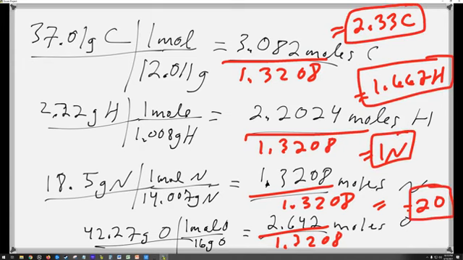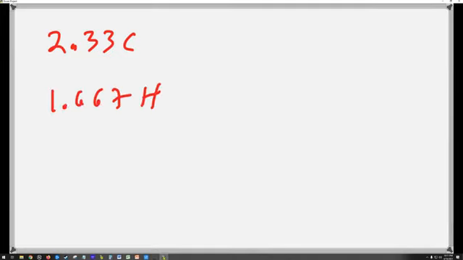So what I'm going to do is clean the screen, but we're going to keep the numbers that I just grabbed, okay? And then we're going to determine what the formula is. Okay, so I'm going to rewrite what we just had. 2.33 atoms of carbon, 1.667 atoms of hydrogen, 1 atom of nitrogen, and 2 atoms of oxygen. Okay, so this is an interesting empirical formula.